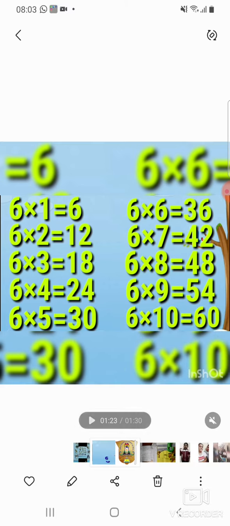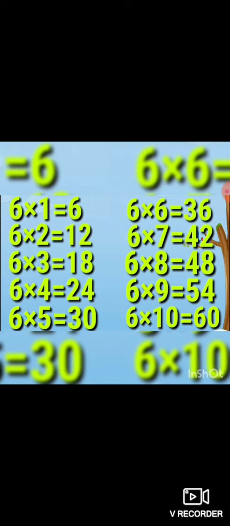Okay, once again. 6 ones are 6, 6 twos are 12, 6 threes are 18, 6 fours are 24, 6 fives are 30, 6 sixes are 36, 6 sevens are 42, 6 eights are 48, 6 nines are 54, 6 tens are 60.